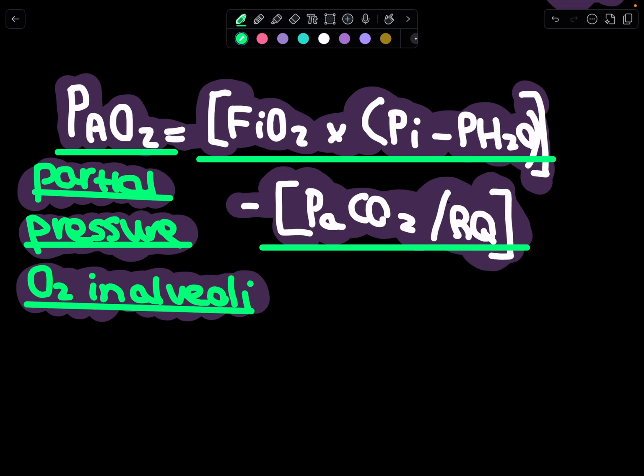So we subtract the water because something to do with vapor. I don't know why we multiply it though.